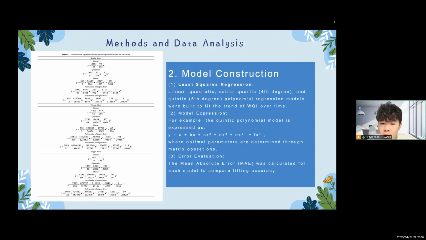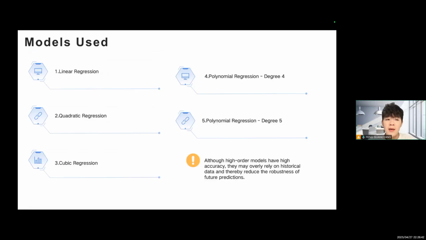And thirdly is error evaluation. MAE was calculated for each model to compare fit accuracy. These are the 5 kinds of models used. It includes linear regression, quadratic regression, cubic regression, polynomial regression degree 4, and polynomial regression degree 5.